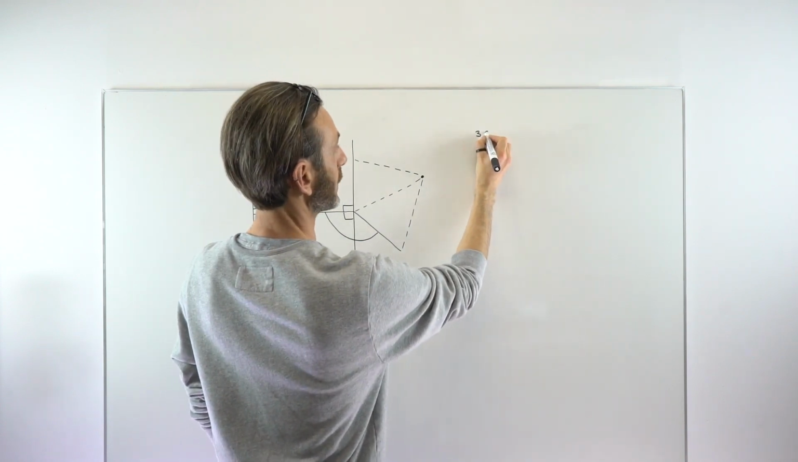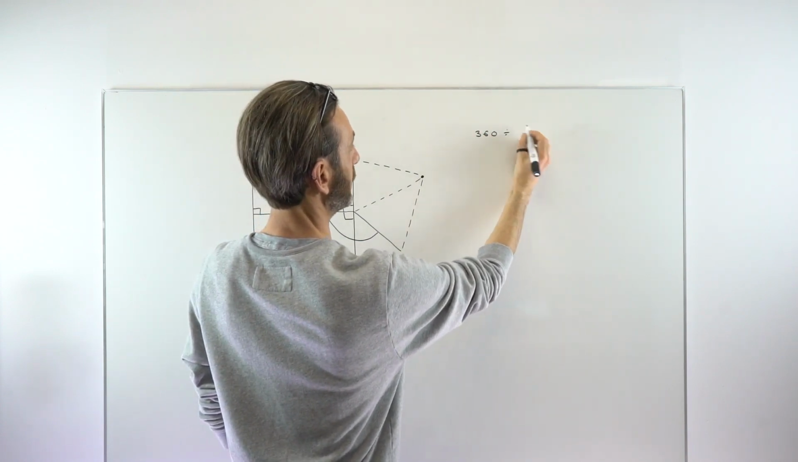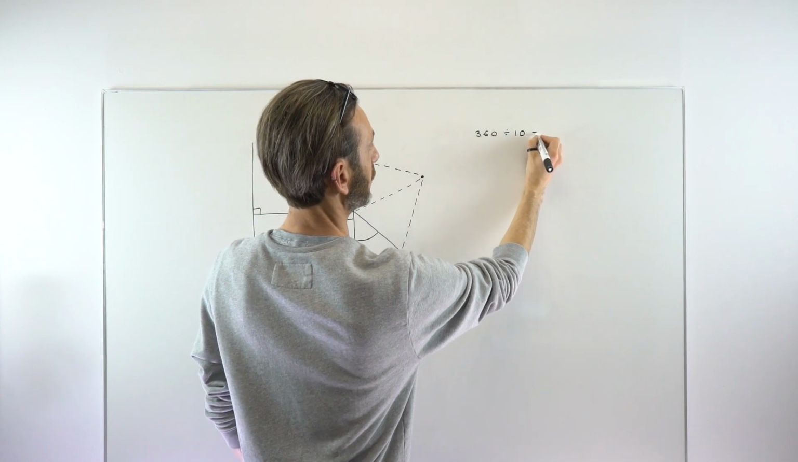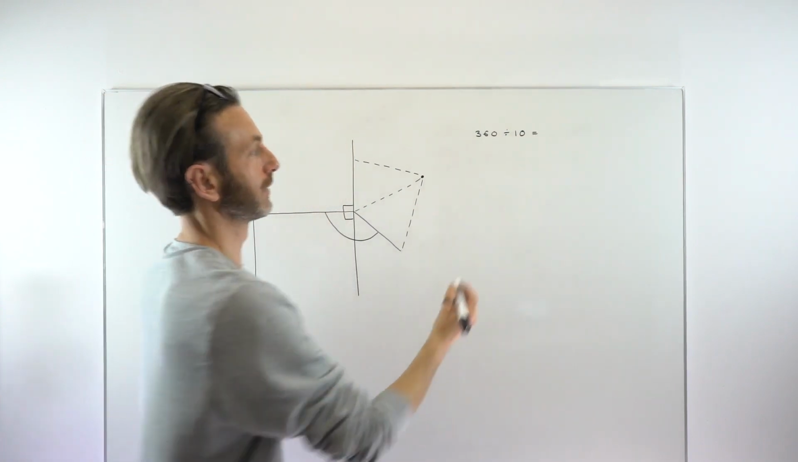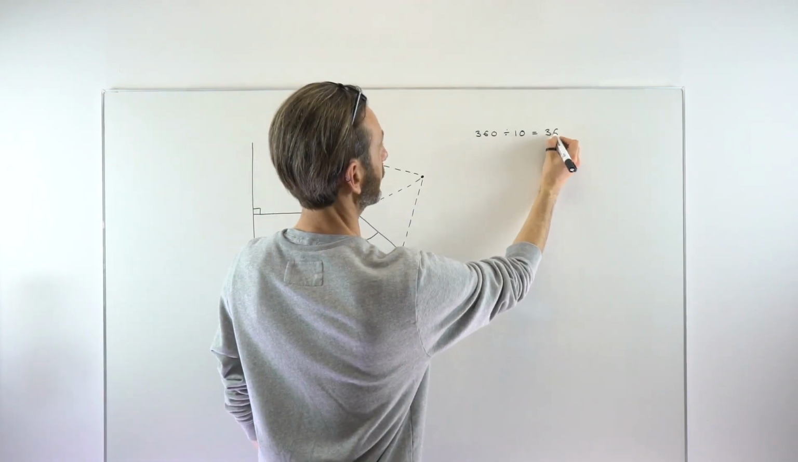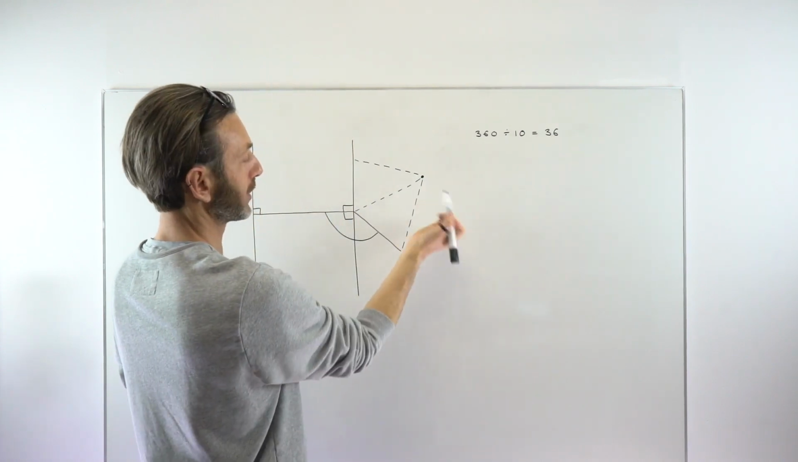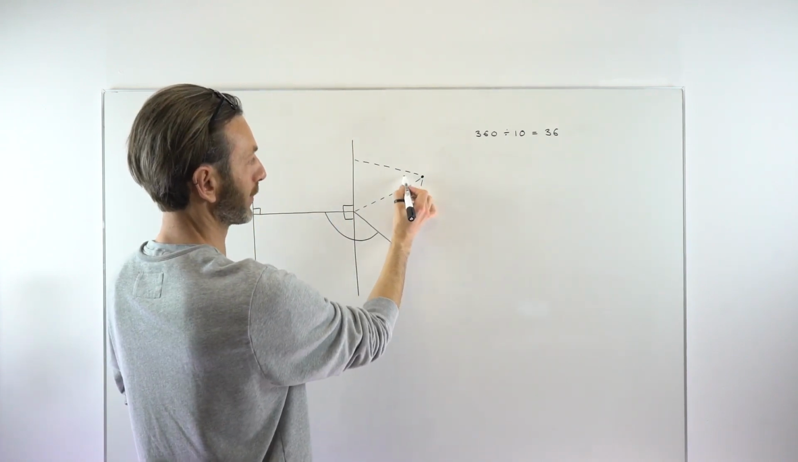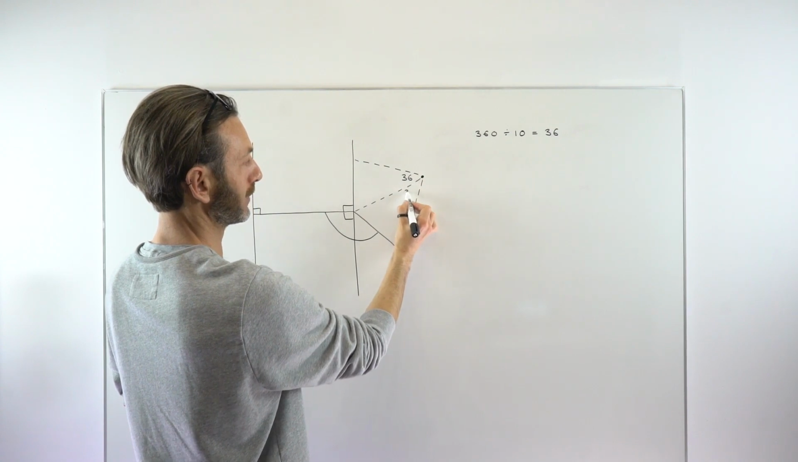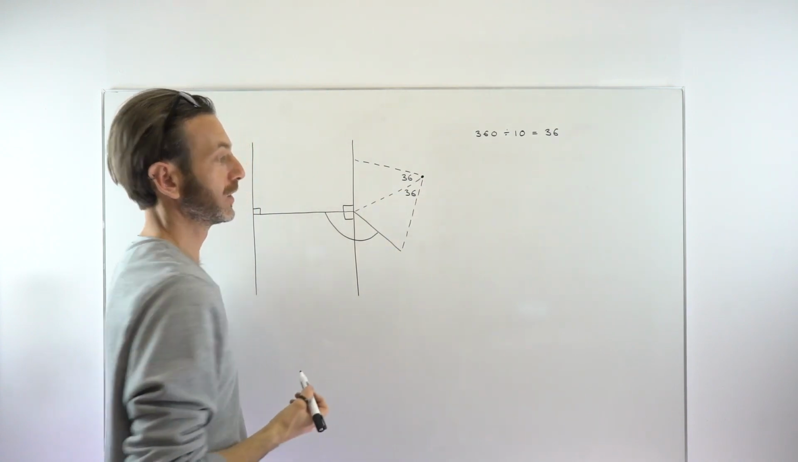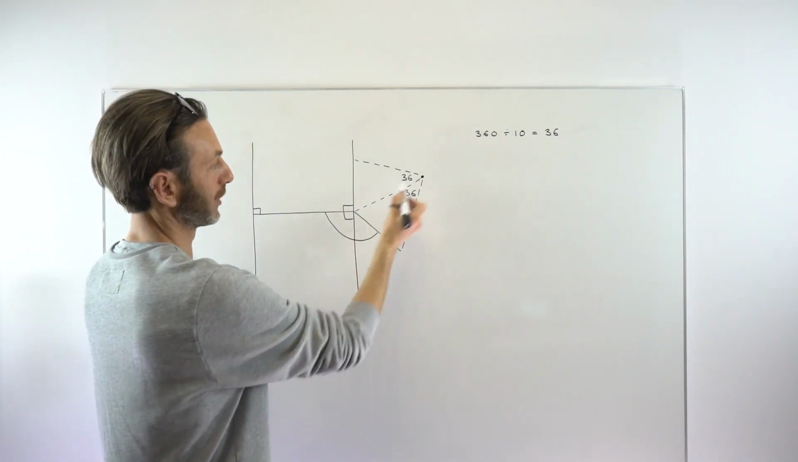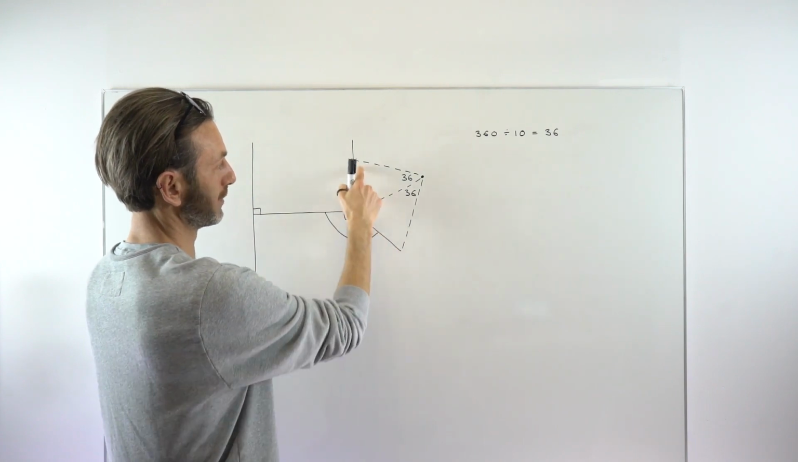So 360 divided by each of the shapes, 10, or each of the parts of the shape, 10, is going to give us an angle in there of 36. So that's going to be 36 in all of them. Let me just put a 36 into there and another one into there. We know that this is an isosceles triangle because these two are going to be the same.